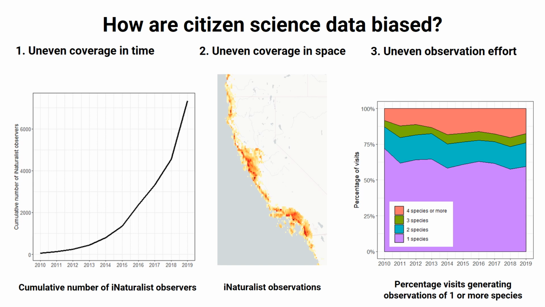The main biases in iNaturalist data are uneven coverage over time, given the rapid increase in the cumulative number of iNaturalist observers and observations, uneven coverage in space, following the uneven density of observers, and uneven observation effort, based on the different behaviors and motivations of observers, with most observation events or visits leading to the opportunistic observations of a single species.